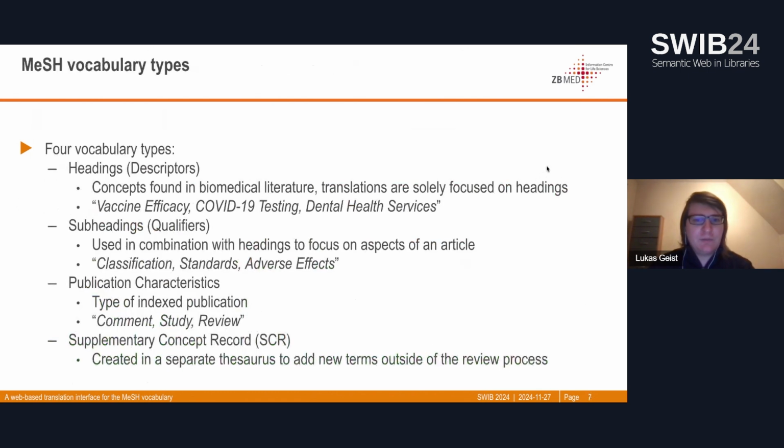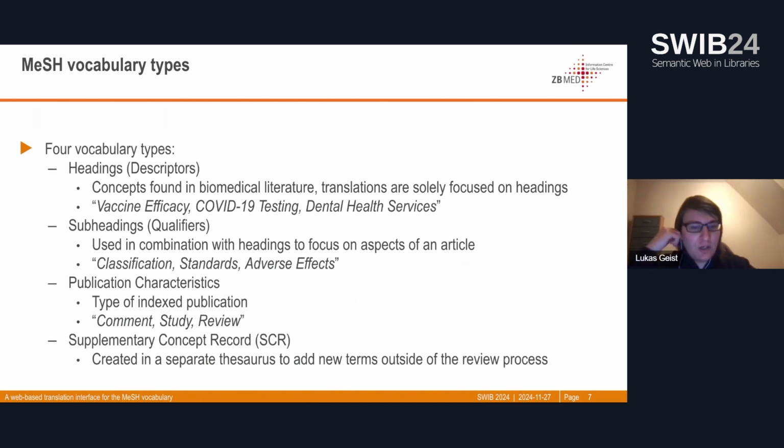Moving on to the MeSH vocabulary types. MeSH has four general vocabulary types. The first one is headings, also called descriptors. That is the one we focus on in our translation process. They're basically concepts that are found in biomedical literature, and they can be quite broad. Examples would be vaccine efficacy, COVID-19 testing, and dental health services. Then we go on to the subheadings that I've mentioned before. They're always the lowercase letters there.